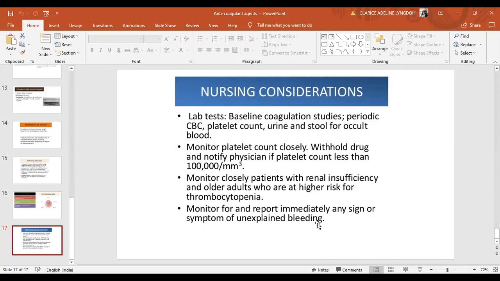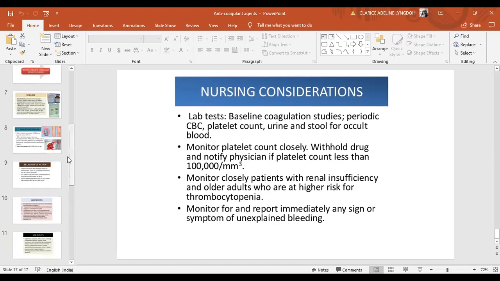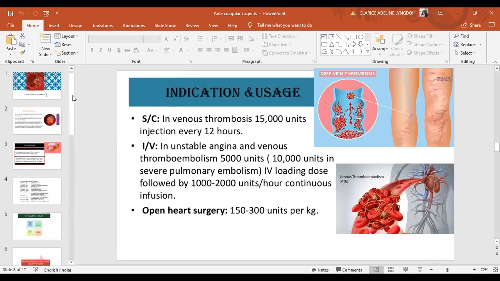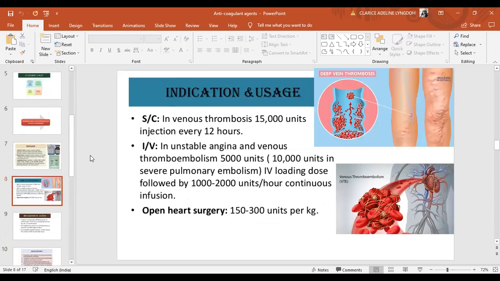Hemorrhage. So in case of any bleeding from any part of the body, it can be bleeding from the ears, bleeding from the nose, bleeding from the vagina, blood in the urine, blood in the stool. Okay, so all these should be noted down and informed to the doctor. Okay, so is this clear to everyone regarding the heparin injection and enoxaparin injection?